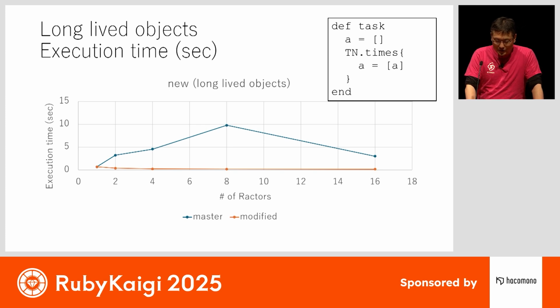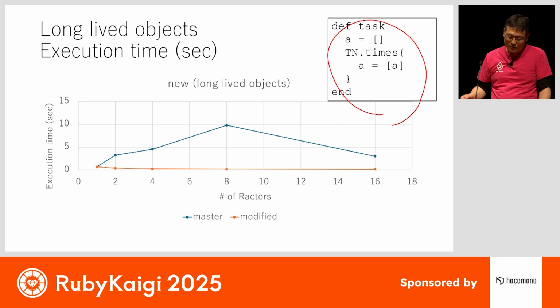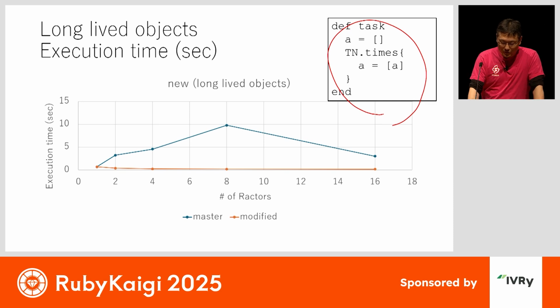The next example is making long-lived objects. This calls make many arrays, but the arrays don't get released. The master version shows a clear bottleneck. As we increase the number of Ractors, the execution becomes worse, even though it runs in parallel. In contrast, our local GC version handles this very efficiently.